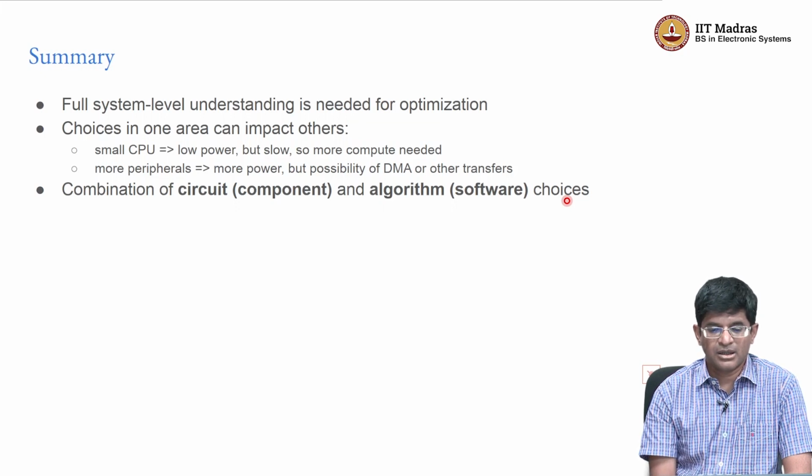Whatever benefits you got from using a simple CPU are lost in the process of converting to floating point and back. The more peripherals that you have, you might end up consuming more power because there are more peripherals, but on the other hand you might be able to use techniques like DMA in order to transfer data between those peripherals and thereby get more efficient use of your overall system. So, building an optimum or efficient embedded system is not something that can be done by just picking one particular component and then saying I'll write good code for this. It is a system level task. You need to know about properties all the way from the circuit level to the algorithm level in order to get the best possible behavior from your system.